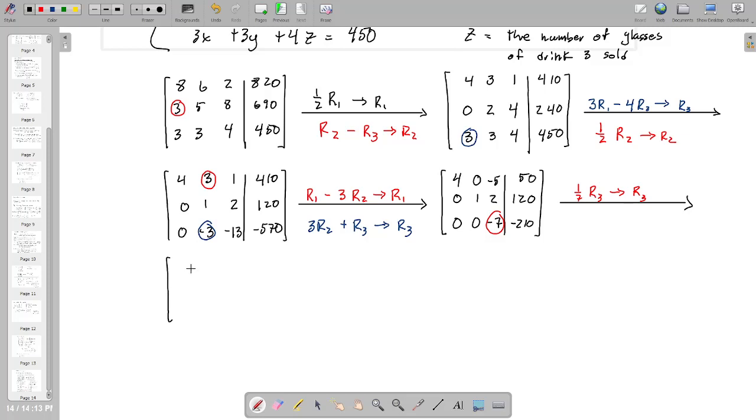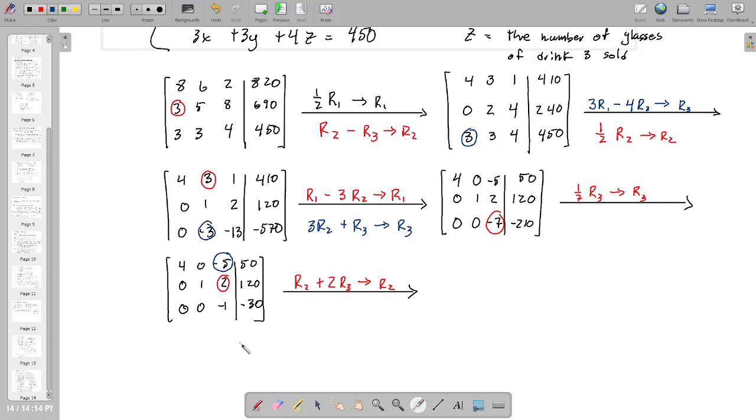Row 1 and row 2 don't change. 4, 0, negative 5, 50. 0, 1, 2, 120. And row 3 is 0, 0, negative 1, negative 30. Now I want to make this a 0, and I want to make this a 0. So making this entry a 0, I'm going to multiply row 3 by 2 and add it to row 2. So we do row 2 plus 2 times row 3, replace row 2.